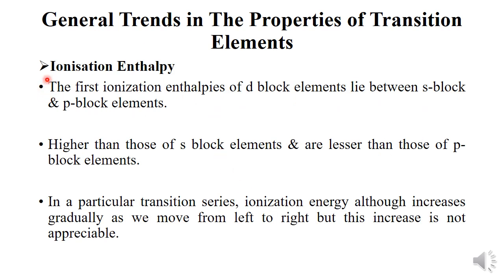So next is the ionization enthalpy. It is the energy which is required to remove an electron from the neutral isolated gaseous atom. And the first ionization enthalpies of d block elements lie between the s and the p block elements, कि उसकी value s और p block elements के बीच की होगी. That is, it is higher than those of the s block elements whereas lesser than those of the p block elements. And in a particular transition series, ionization energy also increases as we move from left to right, but this increase is not an appreciable one. That is, it is not a regular one.